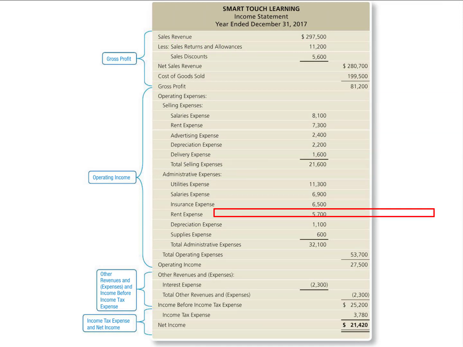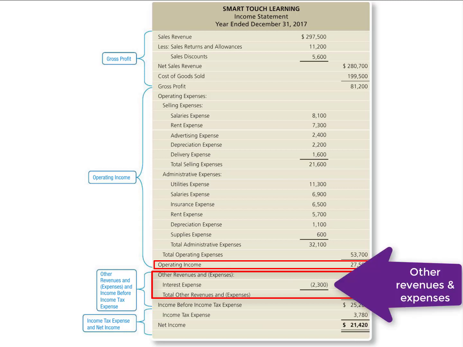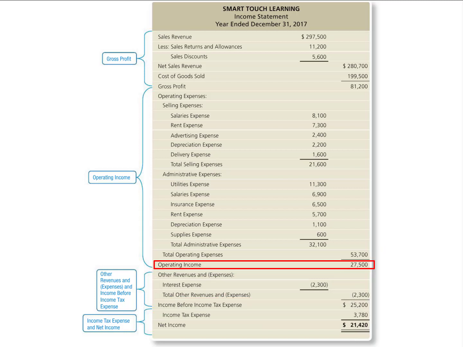So here is operating income on a traditional income statement. Notice it's before other revenues and expenses, and also before income tax expense is subtracted. And once we subtract those two, we get net income.